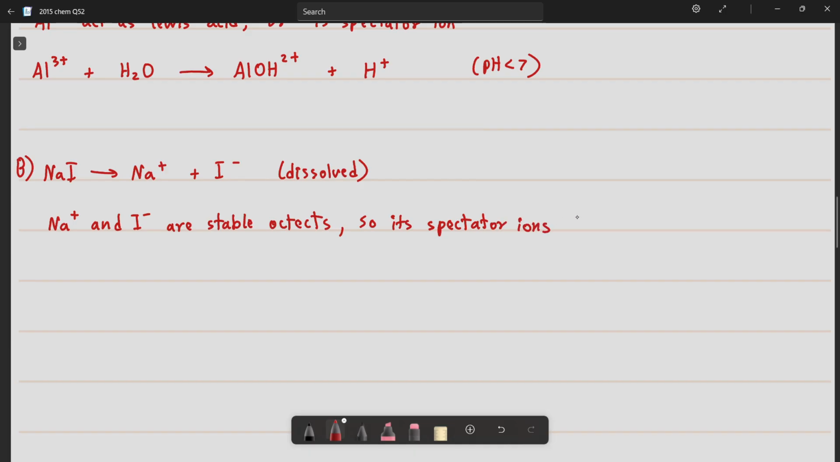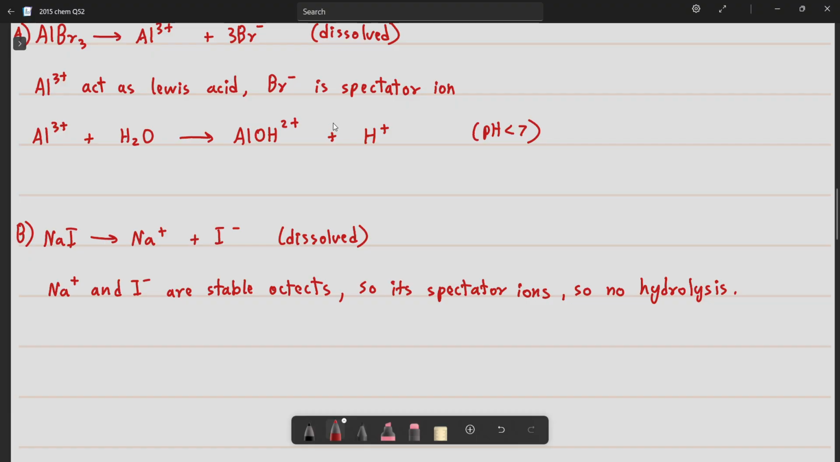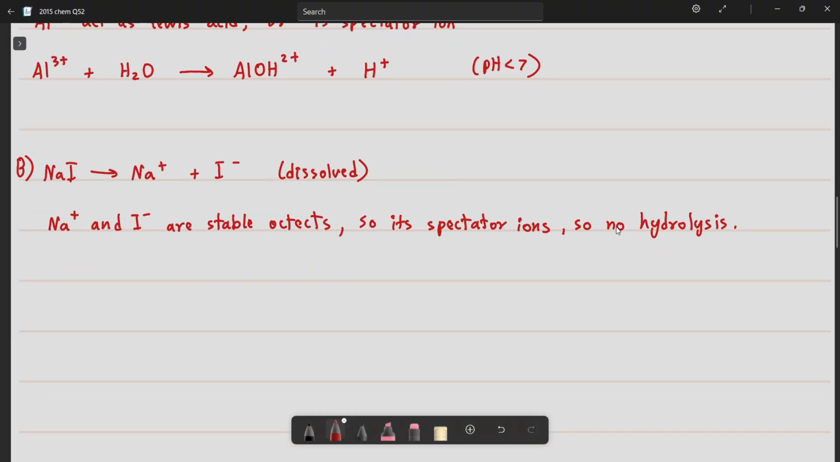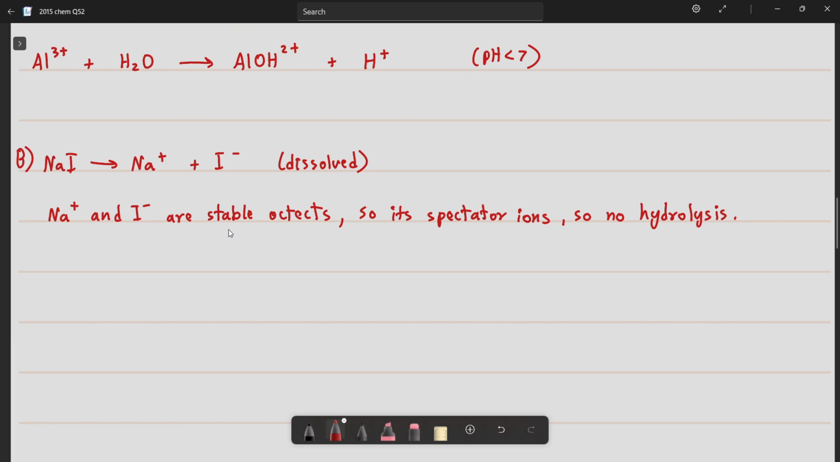So there's no hydrolysis reaction. Both of them are spectator ions just like the bromide ion, so thus they do not undergo hydrolysis.